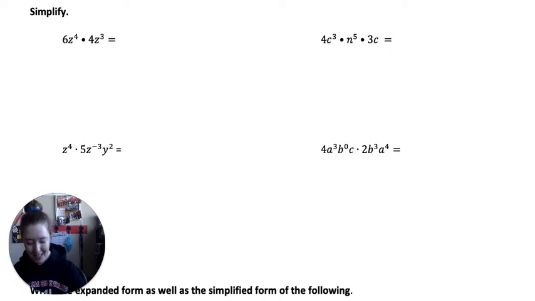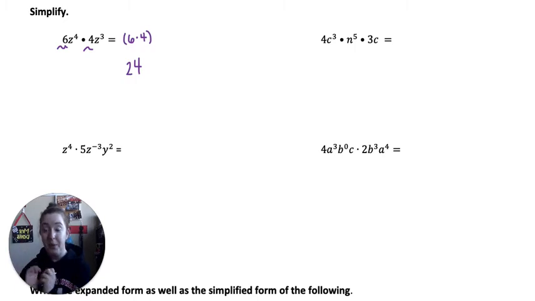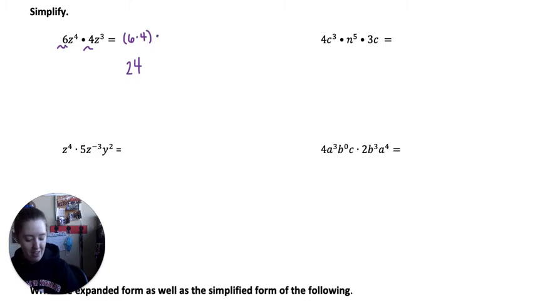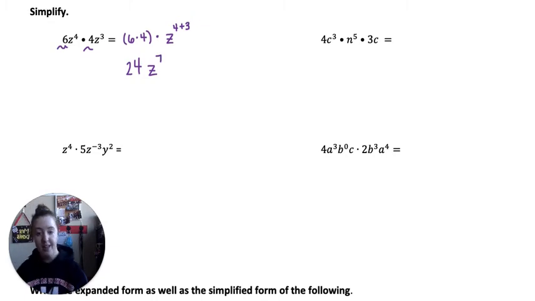All right, over here, first we're going to take care of our regular numbers. We're going to multiply 6 times 4. 6 times 4 is 24. Then we have z multiplied by itself 4 times, and then z multiplied by itself 3 times. So that means I'm going to have to add those exponents, 4 plus 3. So we're going to end up with z to the 7th power. So 24z to the 7th is our final answer there.